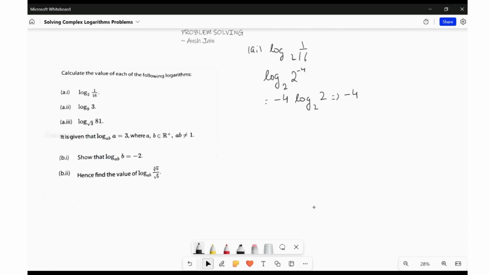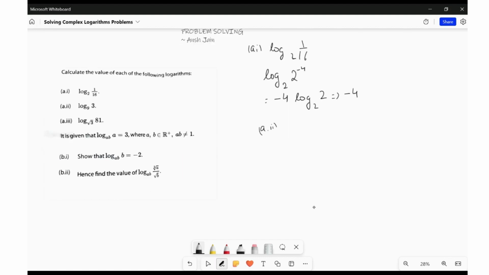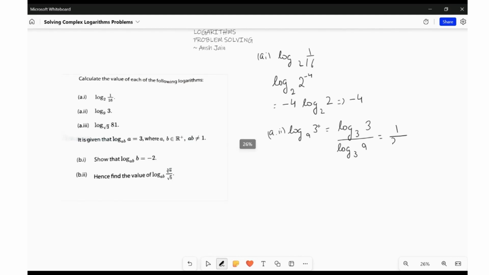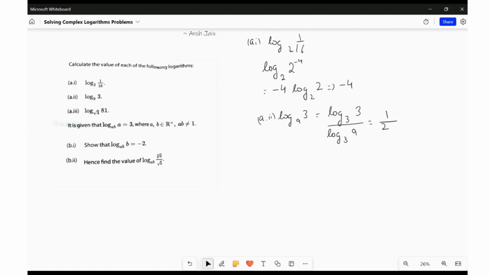In the second part, we have log 3 base 9. Now we can just use the base changing theorem to make it easier. So for this we will take the base as 3. So log 3 base 3 by log 9 base 3. Now log 3 base 3 is 1 while log 9 base 3 is 2. So the answer is 1 by 2.